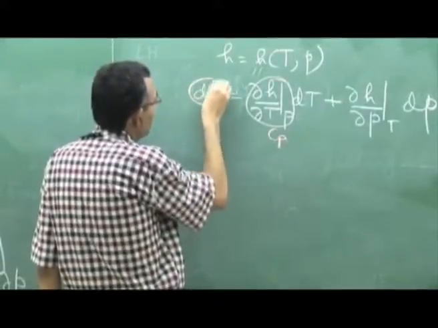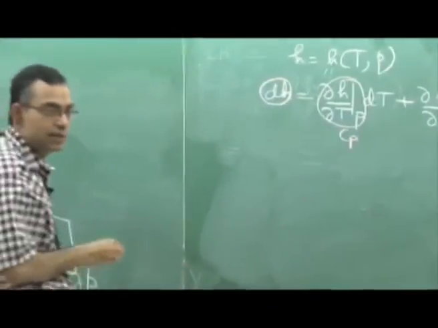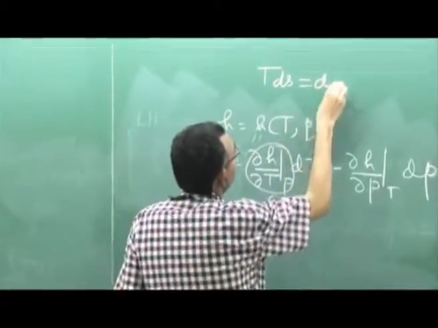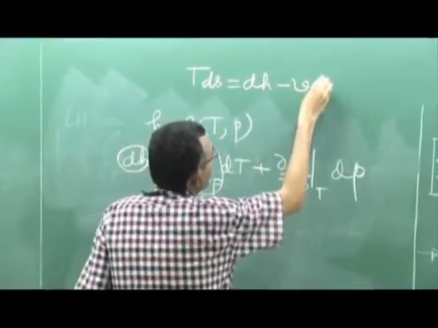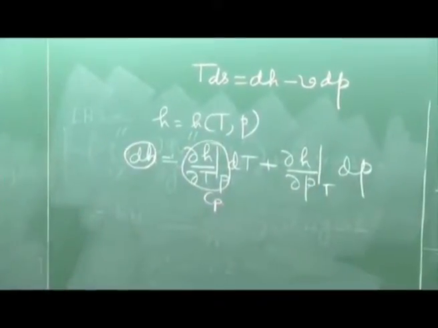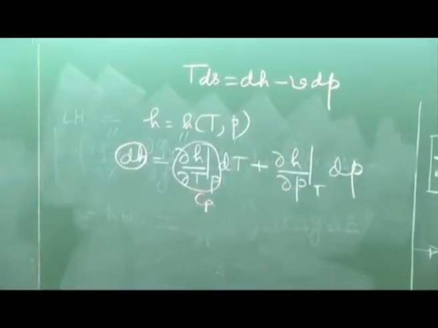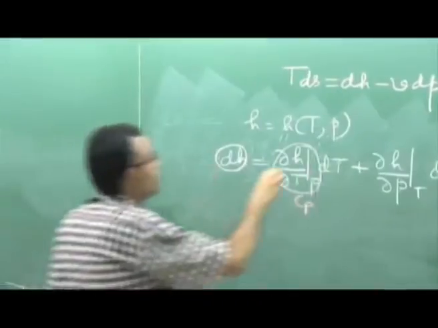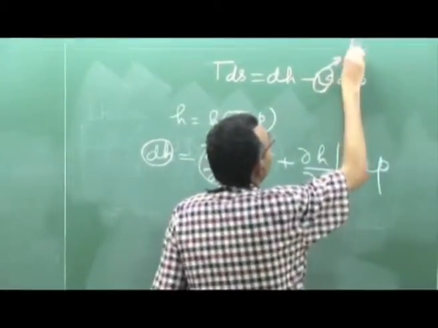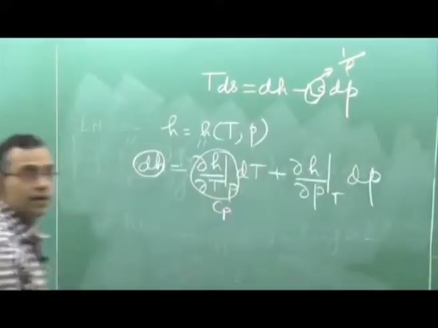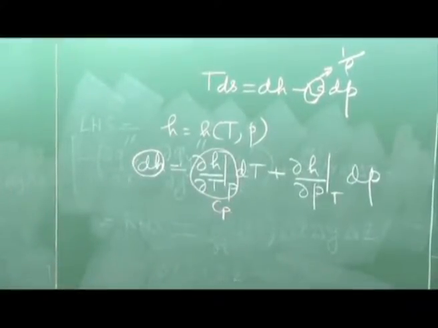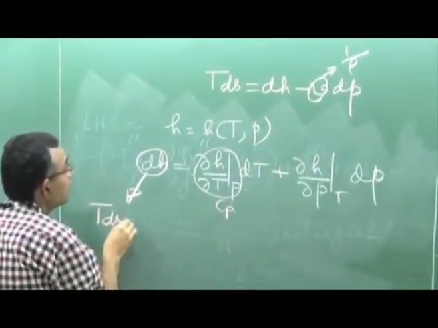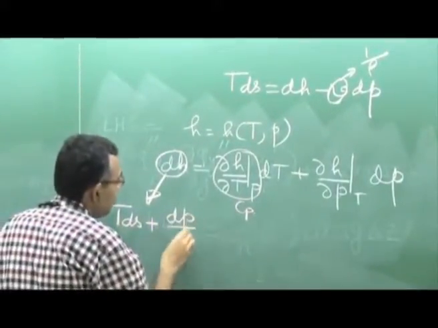Now we can express this by using one of the TdS relationships. In thermodynamics you have encountered this TdS relationship, right? TdS equal to dH minus VdP. This V is 1 by the density. So in place of dH, you can write TdS plus dP by rho.